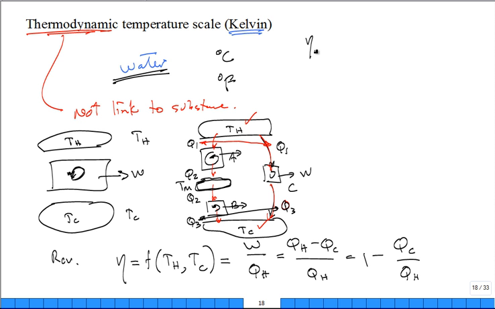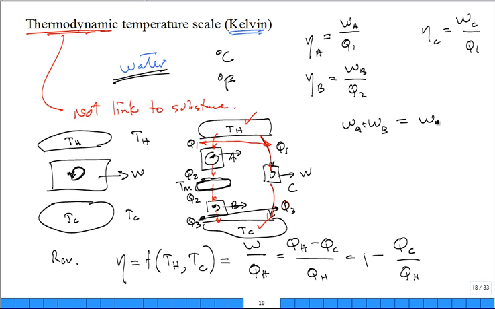So the efficiency of the first, let's say heat engine A, is that going to be the work out of A divided by Q1? And the thermal efficiency of B, is that going to be the work out of B divided by Q2? Is that right? And then the thermal efficiency of C is the work out of C divided by Q1. That good so far? All right. So what is the work A plus the work B, is that equal to the work C? You see that? This is the work C, that's the work A, the work out of B, right?